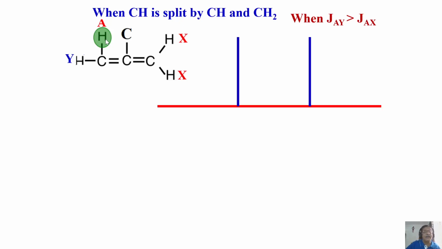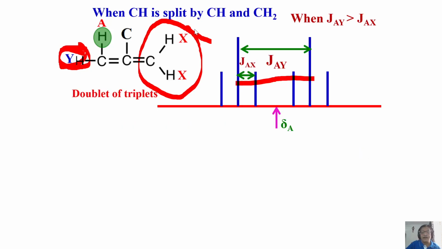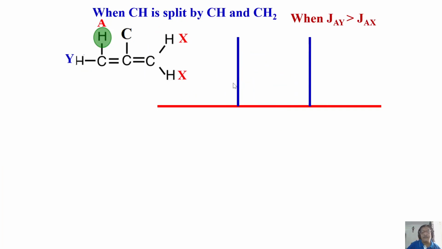Now see the pattern. When A is split by the Y proton, it is going to be a doublet. Now what happens? Each line of this doublet is split into a triplet by the CH2 protons. You understand? This is what happens. Now, I did not write it explicitly one below the other. First it was a doublet, and each line is split into a triplet. I wrote it on the same diagram so that we get a pattern like this.